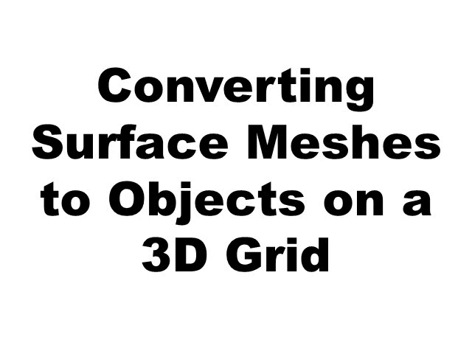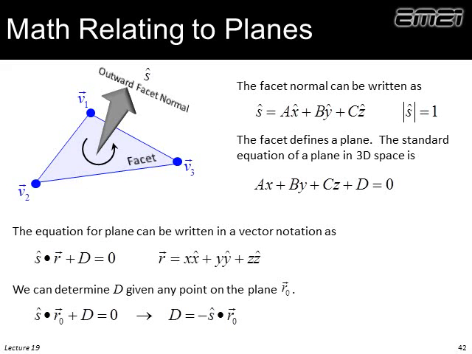Now let's think about this the other way around. What if we have a surface mesh and we want to make that a 3D object on our grid? So in other words, we would be importing an STL file into MATLAB. How does that happen? It turns out this is a bit more complicated. First, we need to talk about some math describing a plane.